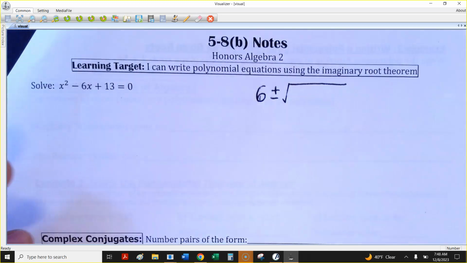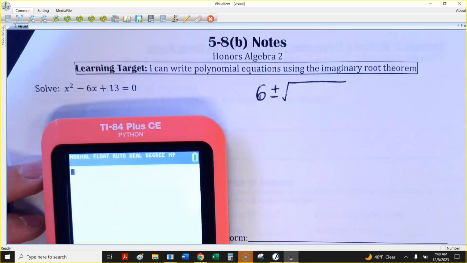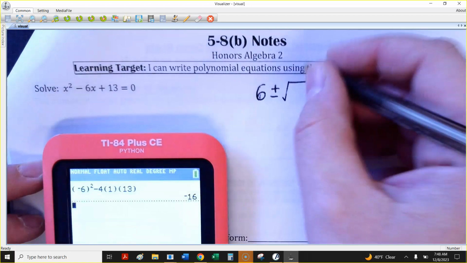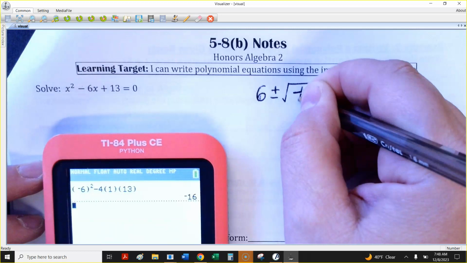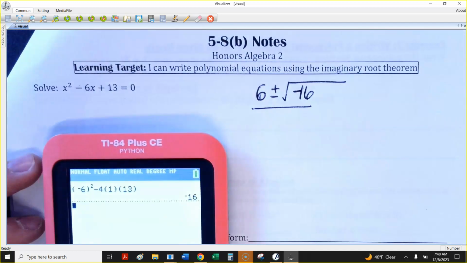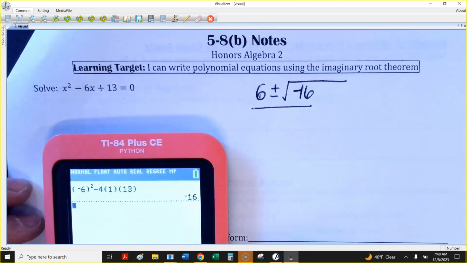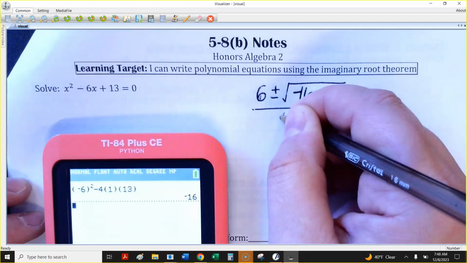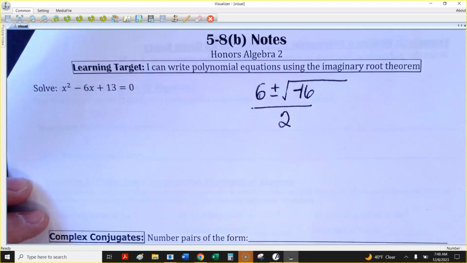And let's just cheat and use the calculator a little bit here. Not cheating, using our resources. Okay, so b squared is -6 squared, 4 times 1 times 13. Excellent. I got -16 would be my discriminant, my b squared minus 4ac. That's just what's under the square root. Everybody over 2a, so here 2 times 1 would be 2. What is the square root of -16?